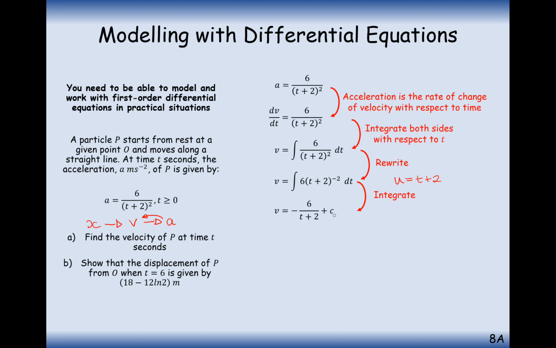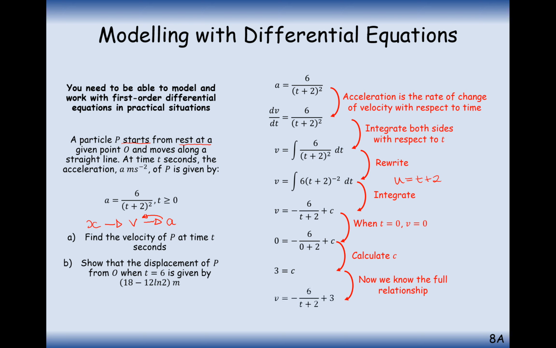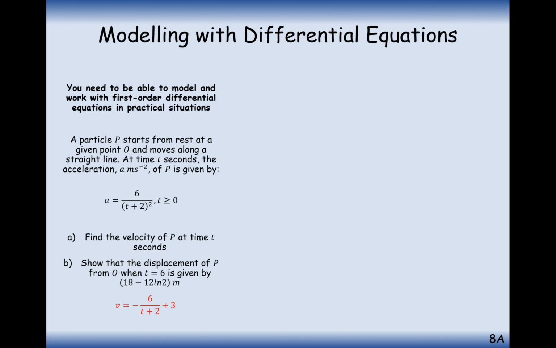We should now be able to find out what c is equal to, because the question says the particle starts from rest at t equals 0. So when t equals 0, v equals 0. Let's substitute that in and work out what c is. We've got 0 equals minus 6 over 2, so that's minus 3. Move the 3 onto the other side and you get 3 equals c. So your final answer is v equals minus 6 over t plus 2, plus 3. That's our answer for part a.